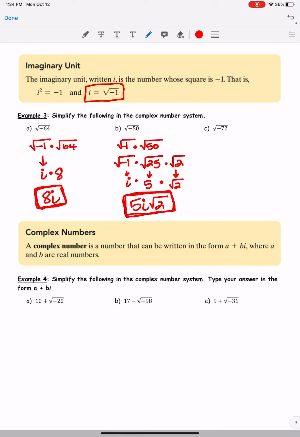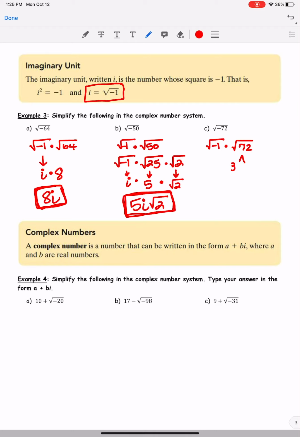Okay, on C, the square root of -72 is the square root of -1 times the square root of 72. 72 is one that I don't really know all the multiples for, so let's just start breaking it down. I do know I can divide into 3 because 7 plus 2 is 9.